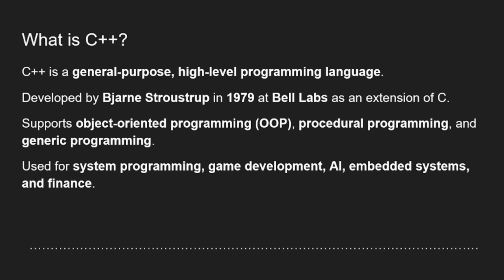Basically, this C++ language was developed by Bjarne Stroustrup in 1979 at Bell Labs. He made the extension of C. First it was C, then he made the extension, the C++ language. He is a Danish scientist, and he has also been given the IEEE Pioneer Award.